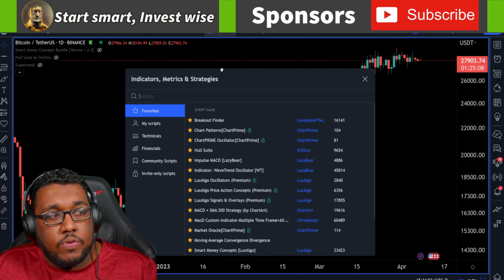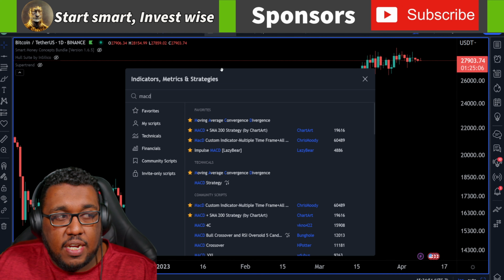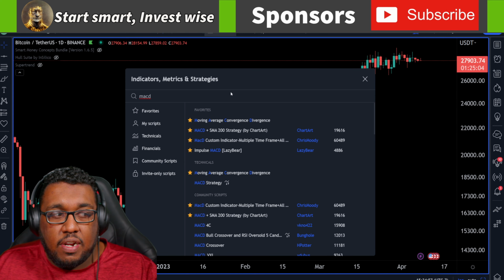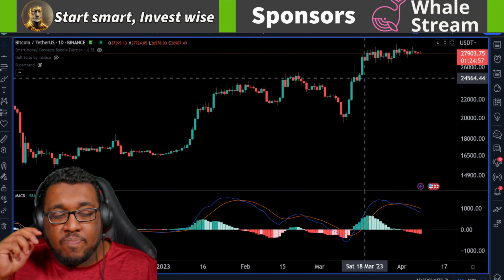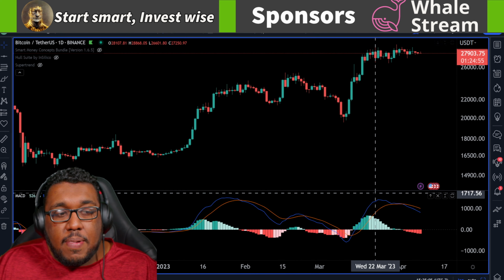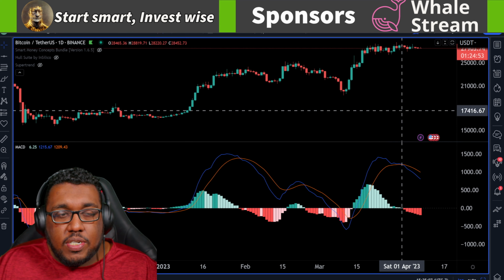Now, first things first, go over here to Tradingview, and I want you guys to find MACD under Indicators, Metrics, and Strategies. It's going to be right here underneath Technicals, Moving Average Convergence Divergence, and I want you guys to click on it once. Next, what I need you guys to do is just make it a little bit larger so your eyes can see exactly what's going on.